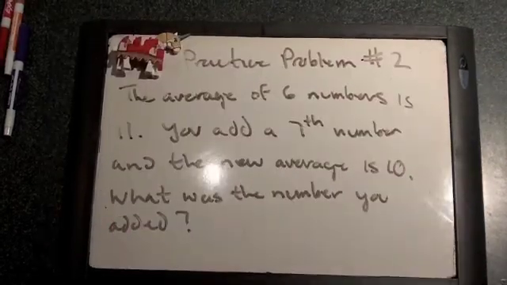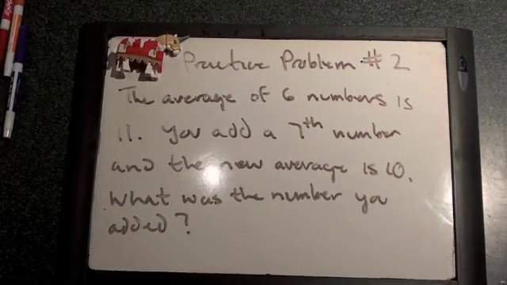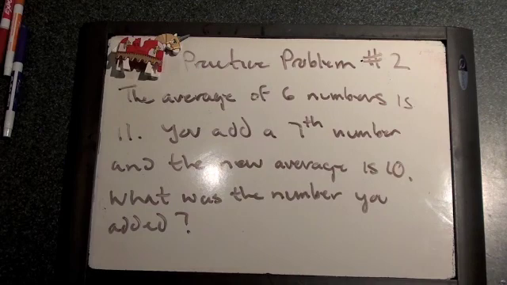Okay, practice problem number 2. Hopefully there's no goofs here. All right, the average of 6 numbers is 11. You add a 7th number, and the new average is 10. What was the number you added? We can guess numbers until the cows come home, but that's not going to help us. So what does it mean when you say the average of 6 numbers is 11?